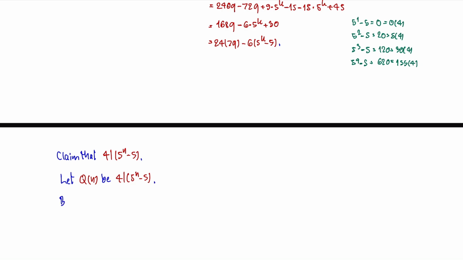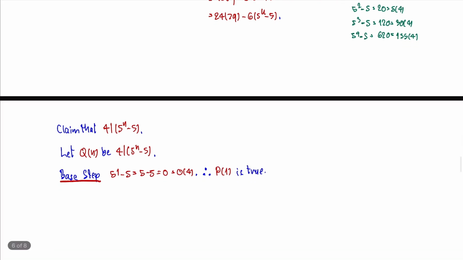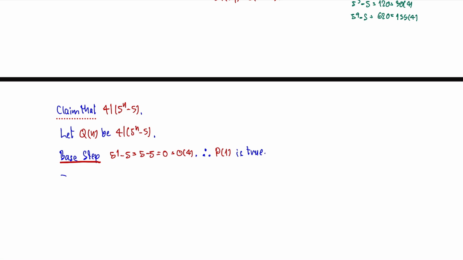And we have to start with the base step. Okay? Base step. So what can we do with this? So we're going to have 5 to the 1 minus 5. We're going to have 5 minus 5, which is 0, which is 0 times 4. As you can see, 4 is a factor of 5 to the 1 minus 5. Okay, so therefore, Q of 1 is true. So we have proved the base step. Let's go to the inductive step.